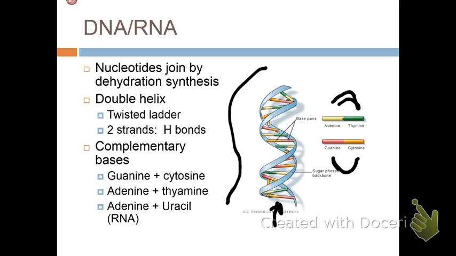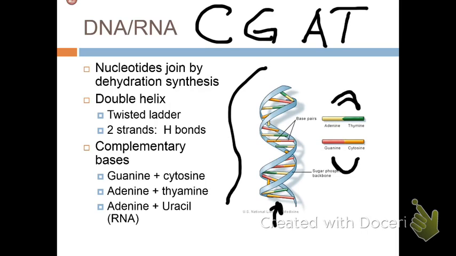The way I remember this is that my curved letters C and G make a pair, and my letters with straight sticks, A and T, they make a pair. So remember your complementary base pairing.